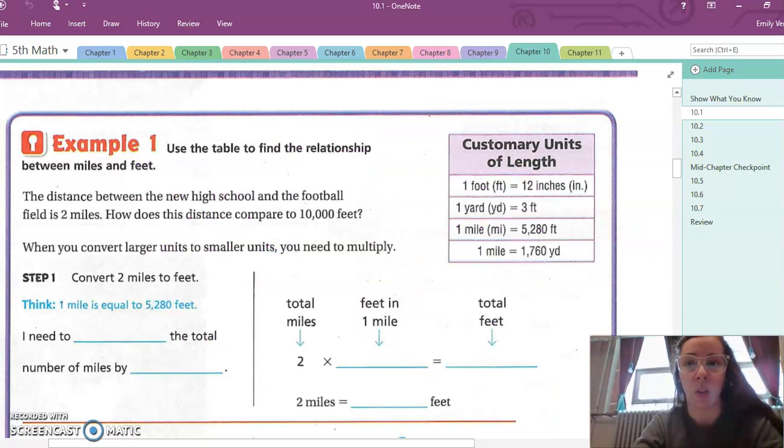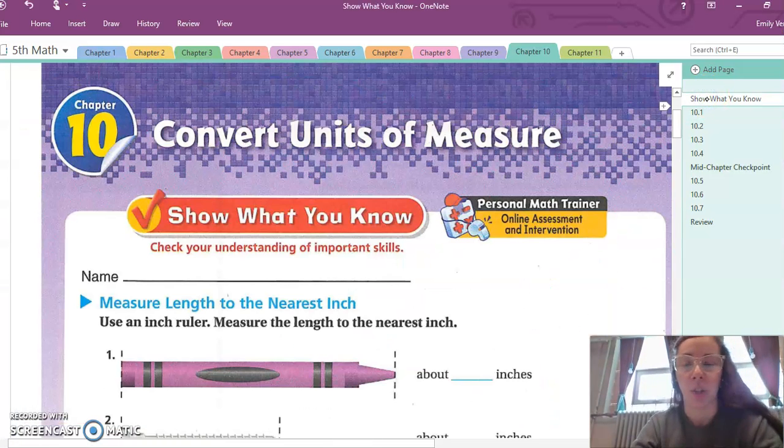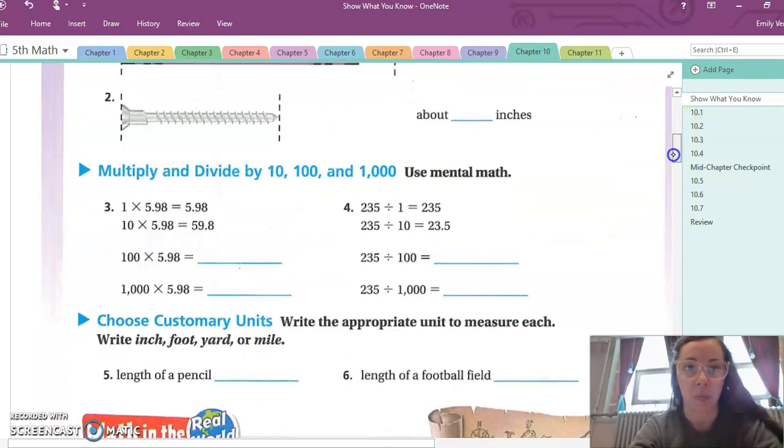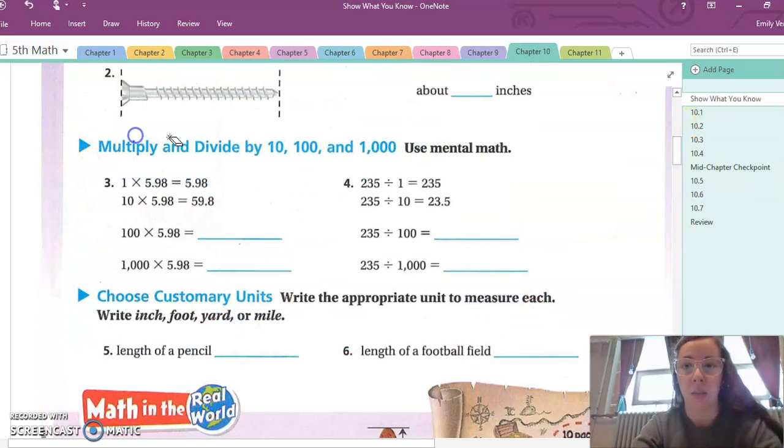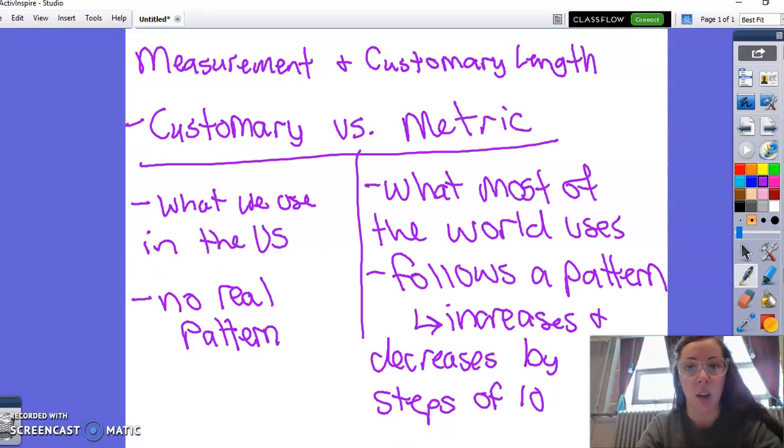So when we looked at the show what you know in the last video, and we did this thing, that was moving up and down, increasing and decreasing by steps of 10. That's what the metric system does. So once you kind of get that wrapped around your head, the metric system becomes a lot easier. Go back here. I want you to finish writing this in your notebook, and then we'll move on.